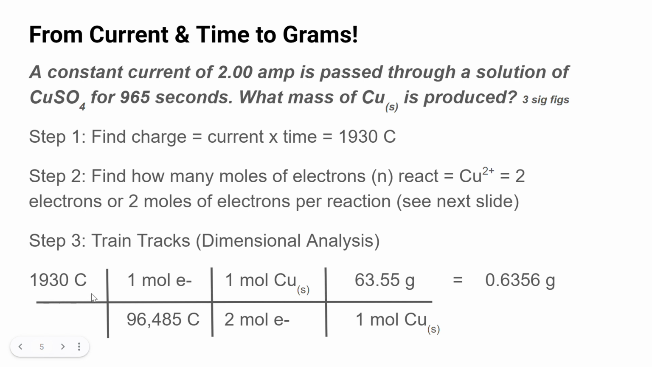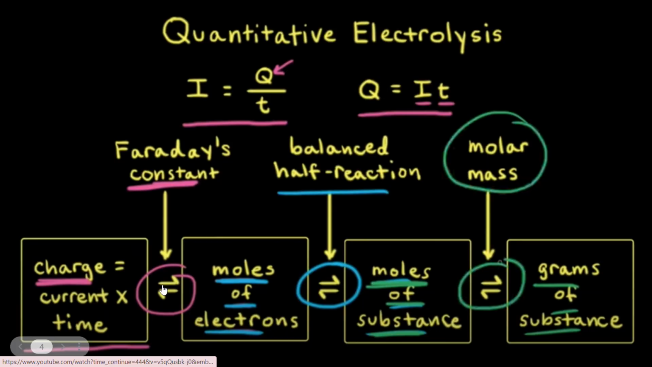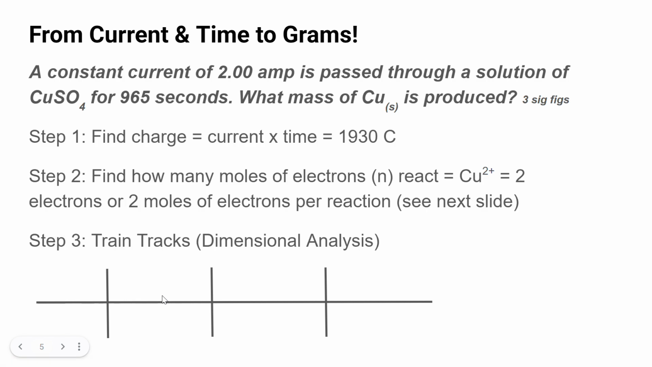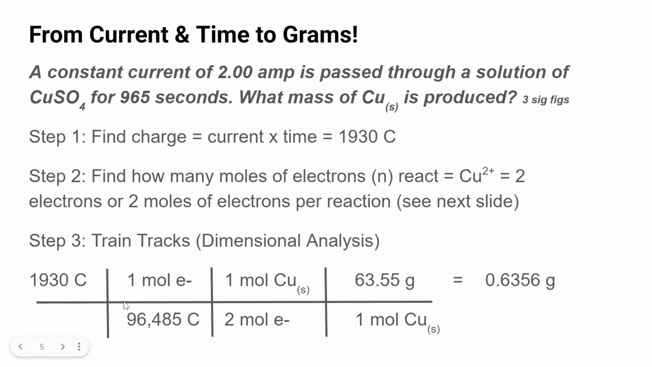That's going to help us convert from coulombs to moles of electrons, which is what they're telling us to do right here. That's the very first step. Faraday's constant goes right there. Okay, so I'm converting from coulombs to moles of electrons. And that's how many coulombs are in 1 mole of electrons. That's how I got that value.